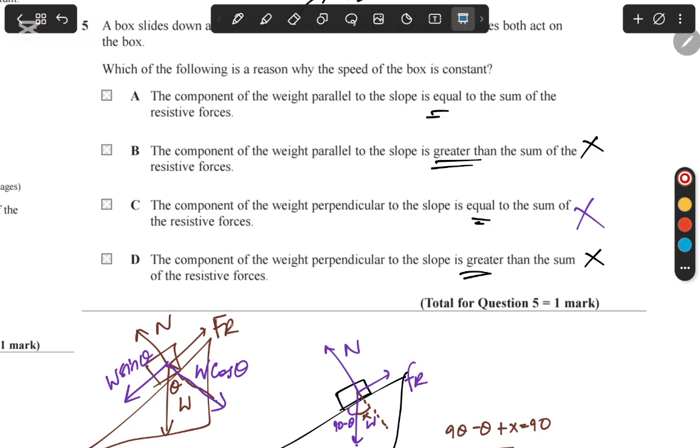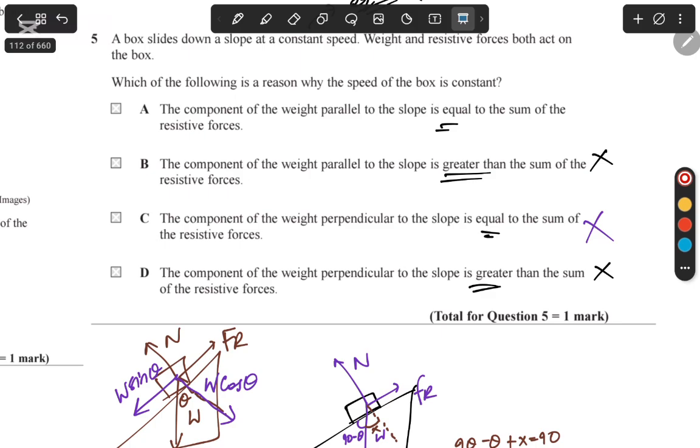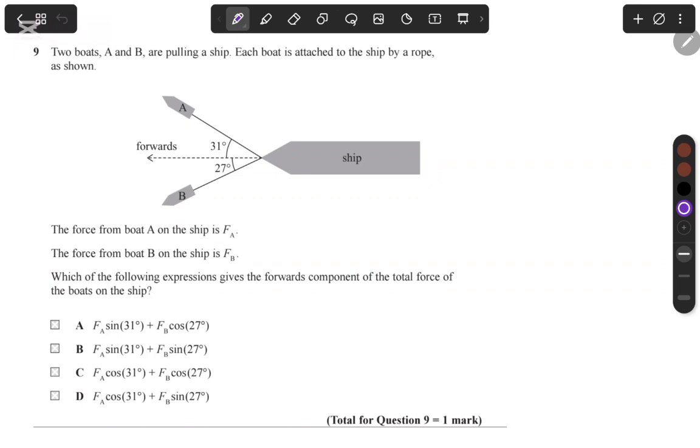So the parallel component is equal to the sum of the resistive forces, and we can see that's true. So the answer is going to be A. I hope that's clear.